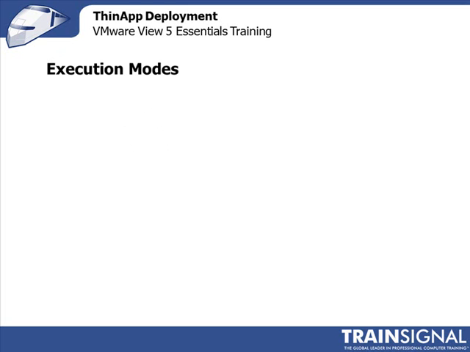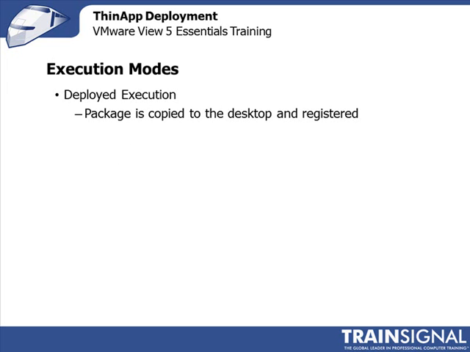There are two different execution modes that ThinApp provides. The first is the deployed execution model, in which the ThinApp package is actually copied to the desktop and then registered. In this mode, it's executed locally, off the desktop, and can travel with the desktop. This is usually done using the MSI package that we can create when building our ThinApp project. All the steps needed to get a deployed execution model working are included in this MSI package.